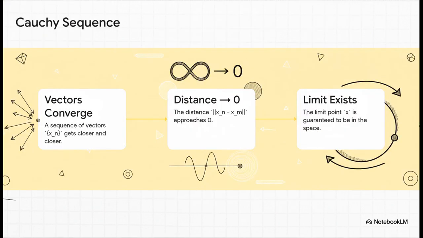Completeness is all about making sure things converge properly. So picture a sequence of vectors, and imagine them all getting closer and closer and closer to each other. We call that a Cauchy sequence. Now, in a space that is complete, we have a guarantee. We know for sure that this sequence is heading towards a specific limit point. And, crucially, that limit point is also inside our space. Basically, completeness means there are no holes. There are no missing points for our sequences to converge to.